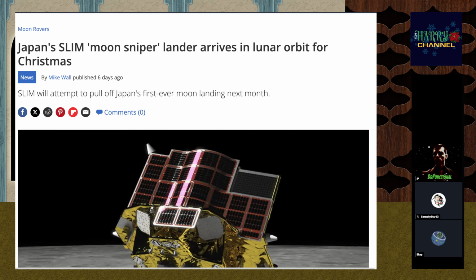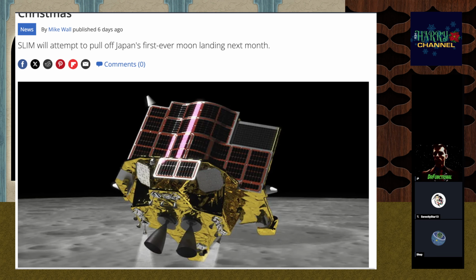Okay. Japan's SLIM Moon Sniper lander arrives in lunar orbit for Christmas. The Japanese are going to land on the moon. Isn't this the beginning of like every monster movie ever? Isn't there going to be some sort of lunar kaiju that gets annoyed and comes to Earth and tries to kill us all? No, but everybody is going to the moon now.